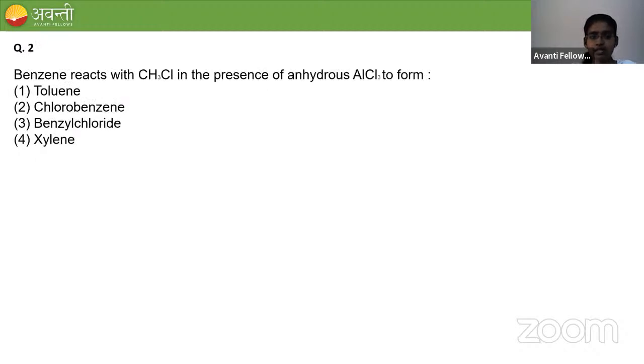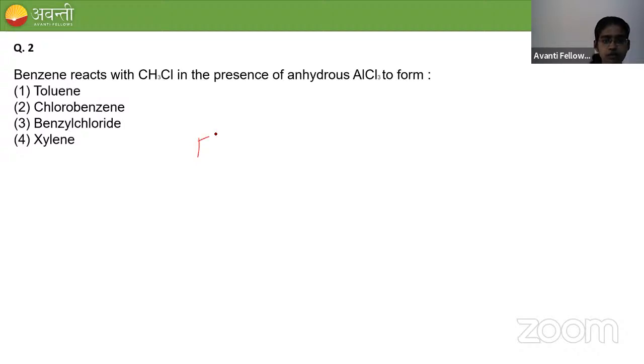Benzene reacts with CH3Cl in the presence of anhydrous AlCl3 to form. So this reaction is one of the electrophilic aromatic substitution reactions, right? So we do have 5 electrophilic substitution reactions called halogenation, nitration, sulfonation, Friedel-Crafts alkylation and Friedel-Crafts acylation, right? So here the CH3Cl in presence of anhydrous AlCl3, this comes under which aromatic substitution? So this is the example for Friedel-Crafts alkylation.